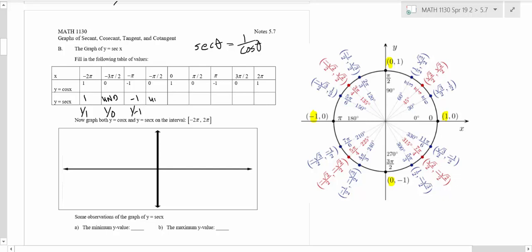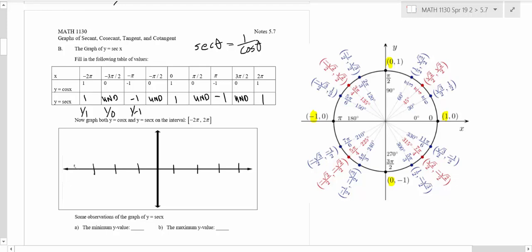1 over 0 is undefined. 1 over 1 is 1. 1 over 0 is undefined. Then -1, undefined, and 1 like that. Okay, so you're just doing the reciprocal. The graph's going to look real similar to the cosecant. So let's go ahead and just put this together the same way that we did.